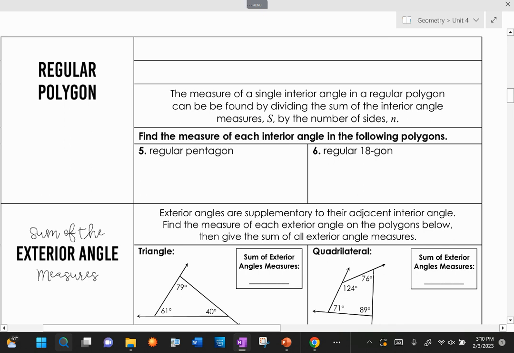Okay, regular polygons. A regular polygon versus just the word polygon has a specific difference. I would like for you to converse with someone you're sitting next to on why you think they would call it a regular polygon versus just a polygon. I'll give you about 30 seconds just to discuss.